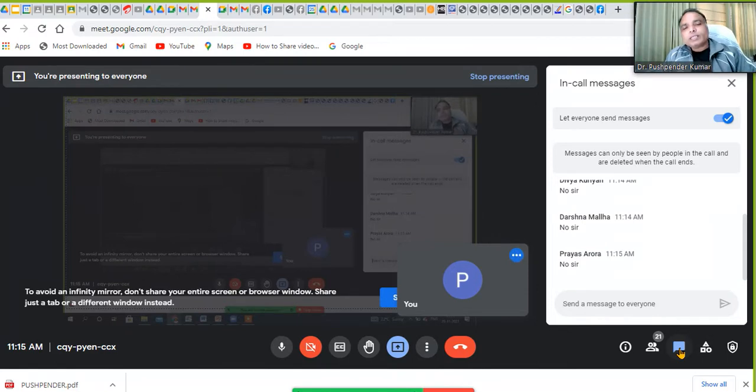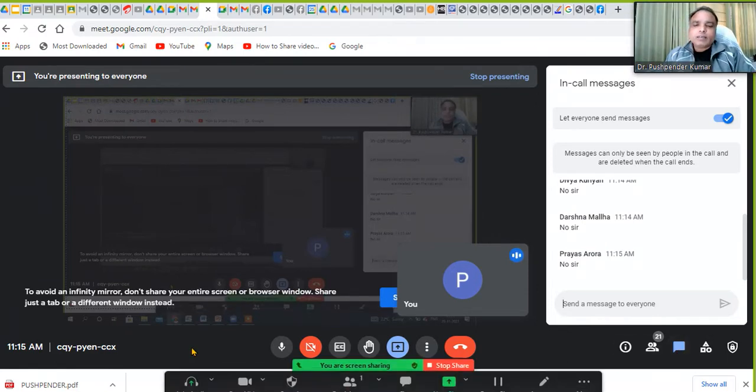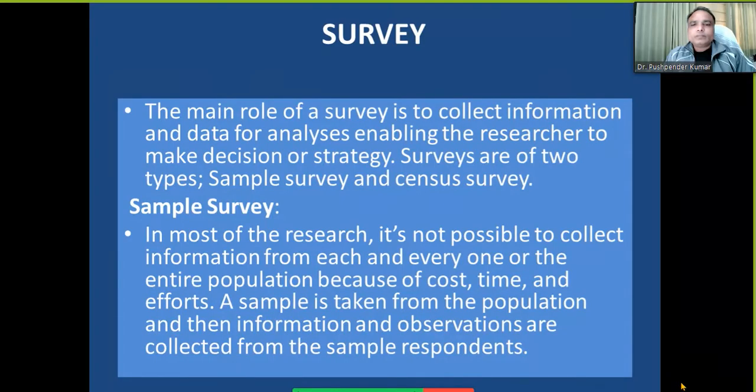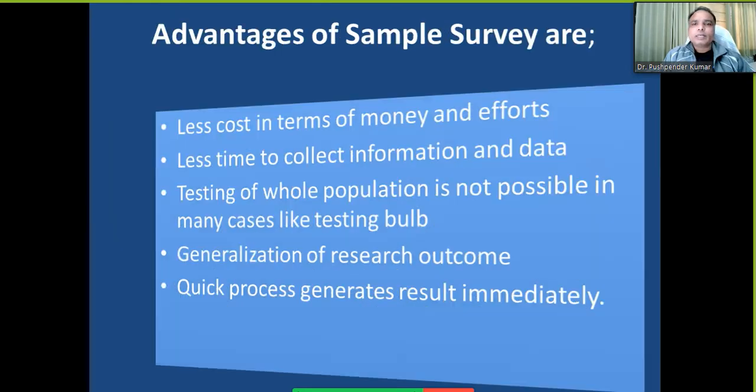So what we will do, instead of going to all 5 lakh students, we can talk to a few people who will represent the whole population, right? Here you can see a sample is taken from the population, and then information and observations are collected from the sample respondents. And it's easy when you collect information from a sample instead of talking to each and everyone in the population.